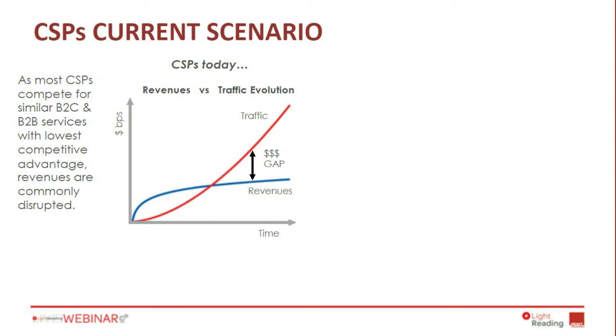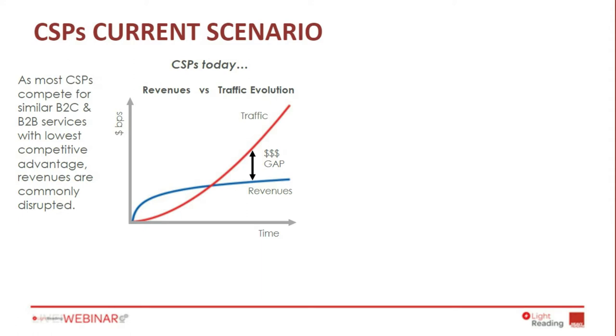Let's start reviewing the CSP current scenario. Today, most CSPs compete for similar services with little competitive advantage and revenues. These revenues are becoming flattened and TCO increases by significant infrastructure deployment to manage the traffic growth.